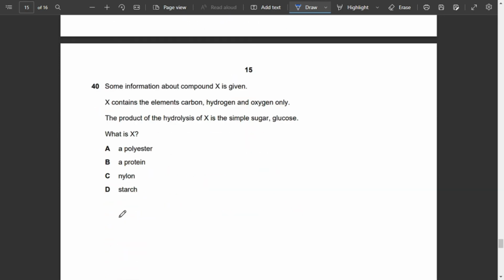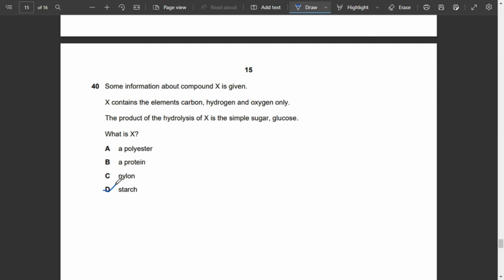Moving on to MCQ number 40, some information about compound X is shown. X contains the elements carbon, hydrogen, and oxygen only. The product of hydrolysis of X is the simple sugar glucose. What is X? So for this, X is definitely starch. Since it has carbon, hydrogen, and oxygen, it's not going to be nylon. For protein and nylon, it should have nitrogen as well, and it's not having nitrogen. And not a polyester, of course, because it has oxygen too, so it's going to be starch. If you talk about polyesters, it's only carbon and hydrogen.